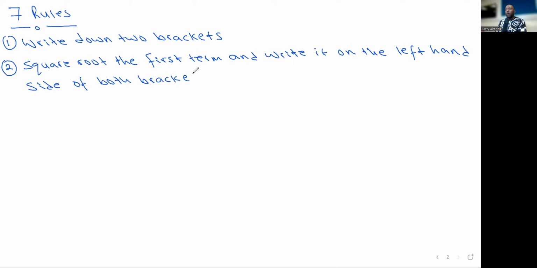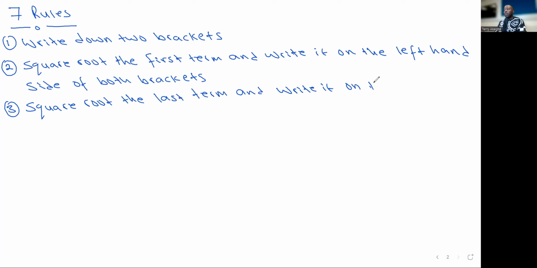Okay, so when you've done that, the third thing to do is you square root the last term and also write it on the right-hand side of both brackets.